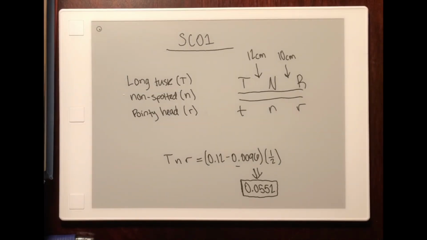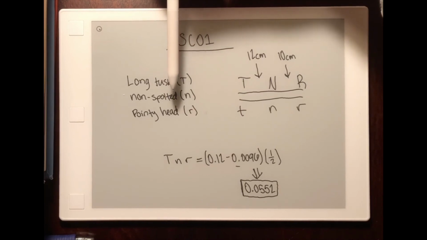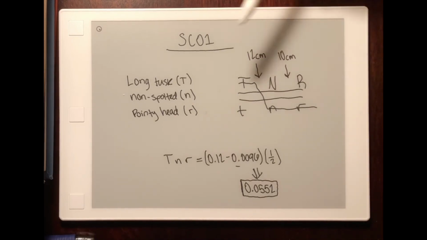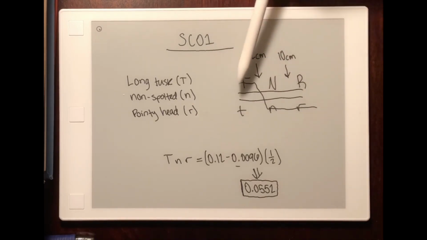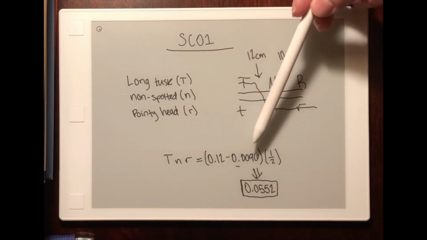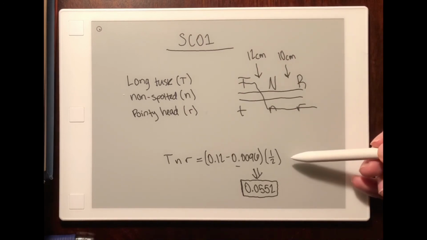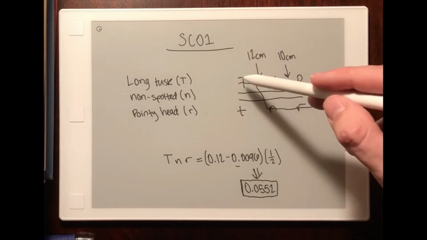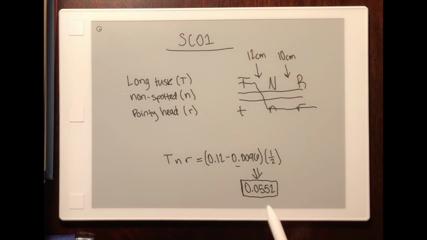If we are looking at single crossovers at the first position only, let's say for instance we are looking for the probability of long tusk, non-spotted, pointy-headed gamete being produced, and so I'll represent that here. The probability of this occurring would be the distance at the first position minus the probability of a double crossover event times 1/2. And that's done because there are 2 types of single crossover events at the first position, and we only want one of them. And so that probability is 0.0552.